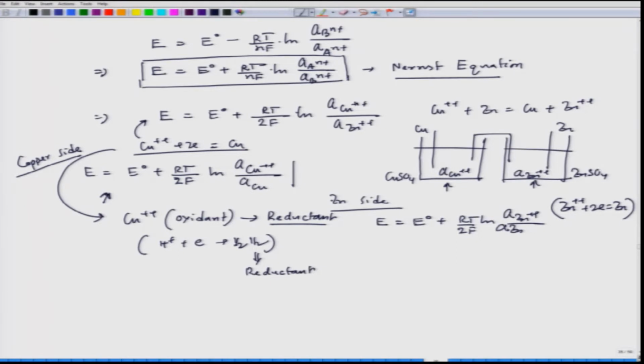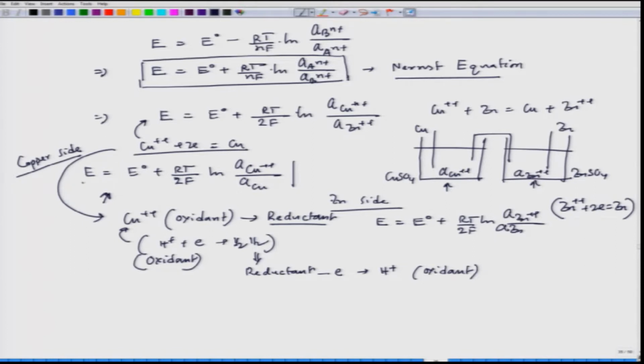So, reductant would always get oxidized. So, reductant minus E equal to H plus. So, this becomes my oxidant. Similarly, here the ion is accepting electron and forming reductant. So, the oxidant can only get reduced. So, our convention is fine.